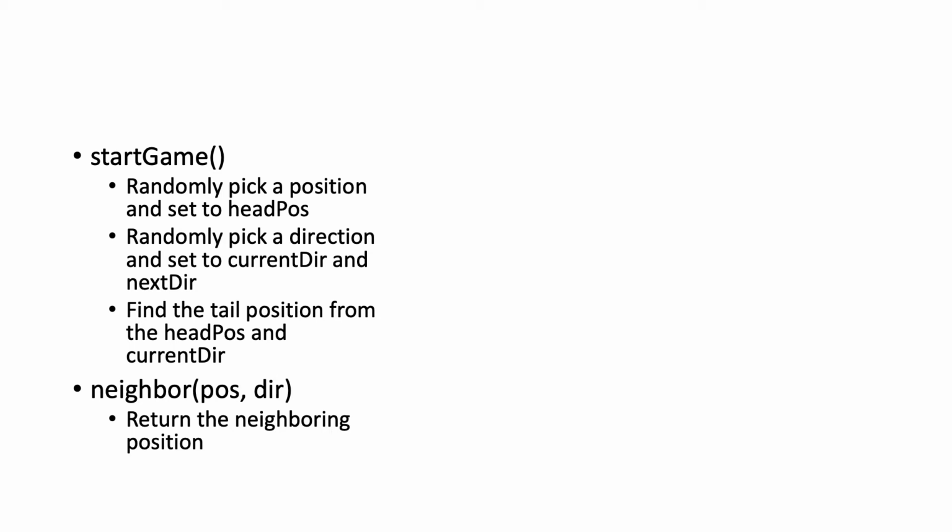I'm going to initiate a snake with length 2, meaning we start off with the head and the tail, no body. So I'll first randomly choose head position and then randomly select the current direction of the snake, and finally place the tail on the opposite direction. I'll also want to define a method that takes a position and direction so that it returns the neighboring position, because this is going to be useful.